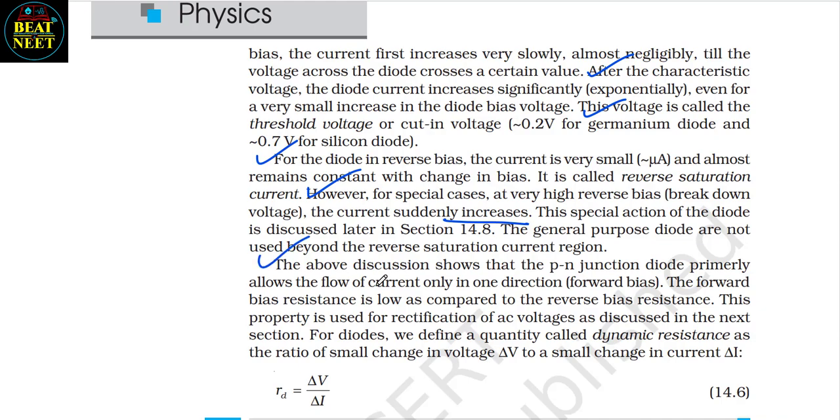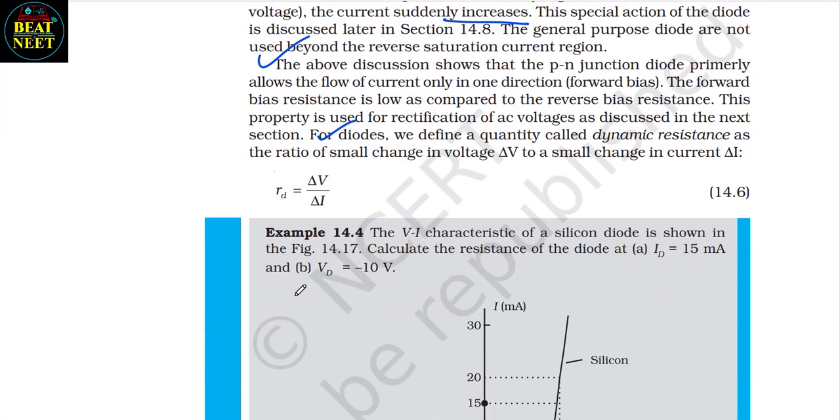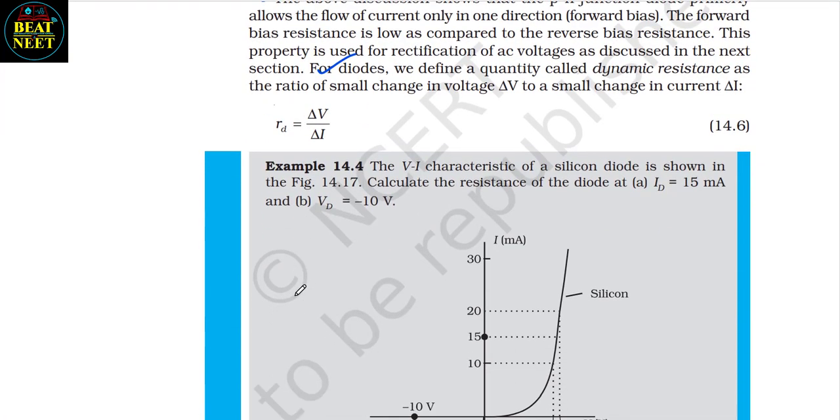The above discussion shows that the PN junction diode primarily allows the flow of current only in one direction. The forward bias resistance is low as compared to the reverse bias resistance. This property is used for rectification of AC voltages as discussed in the next section. For diodes, we define a quantity called dynamic resistance as the ratio of a small change in voltage delta V to a small change in current delta I. RD is equal to delta V upon delta I.